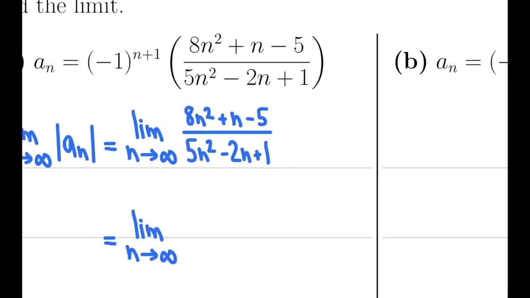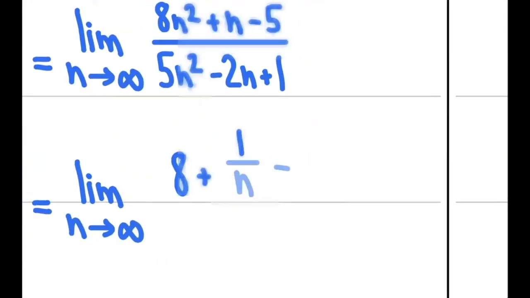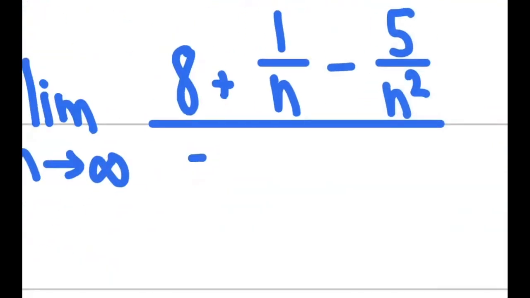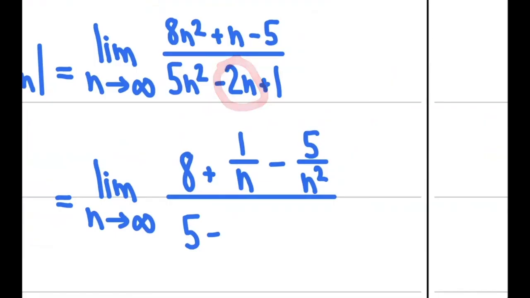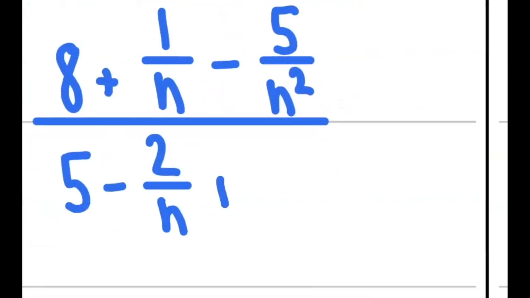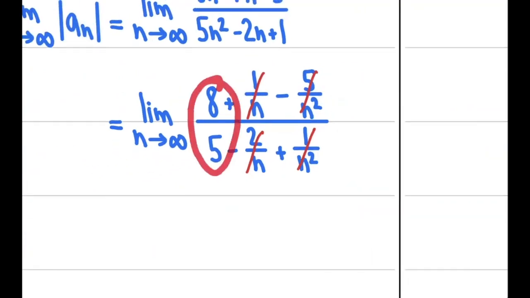I'm going to divide the numerator and denominator by the most powerful term, which is n squared. So I'm going to get 8 plus n over n squared, that's 1 over n, minus 5 over n squared, divided by, the n squared here is going to cancel, so you just get 5 minus 2n over n squared is just 2 over n, so we subtract that. And we have plus 1 over n squared. As n approaches infinity, these denominators are going to get very big, and all these fractions are going to drop down to 0, basically. So you're just left with 8 over 5. That's what the limit is.